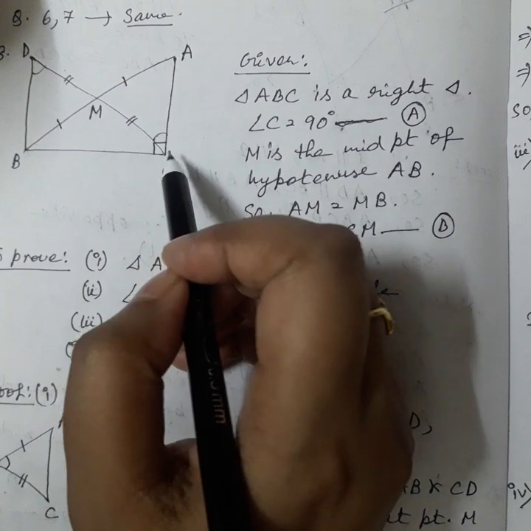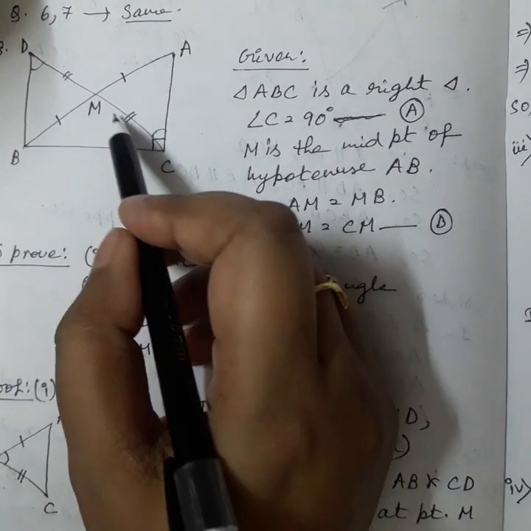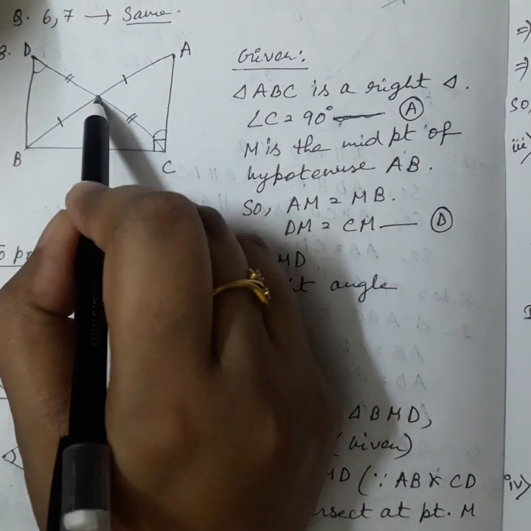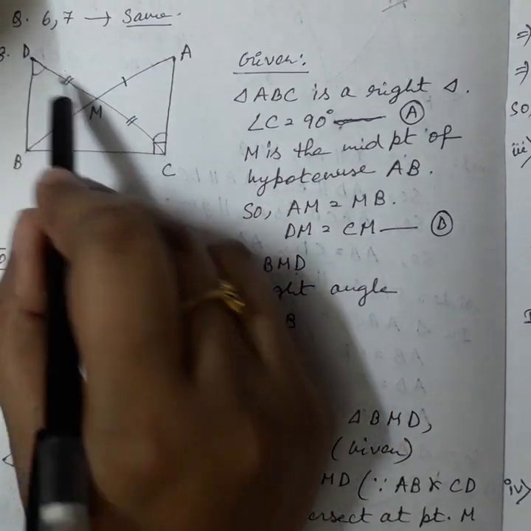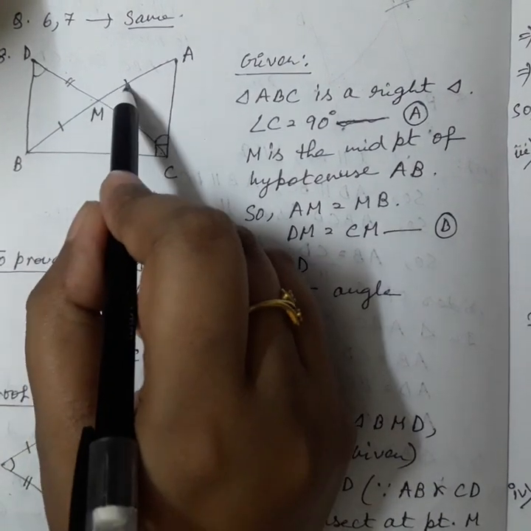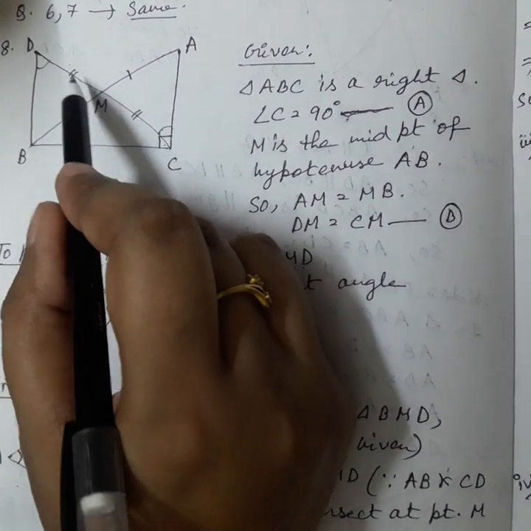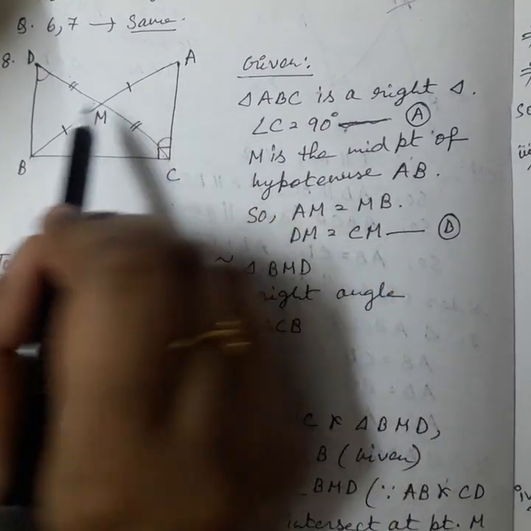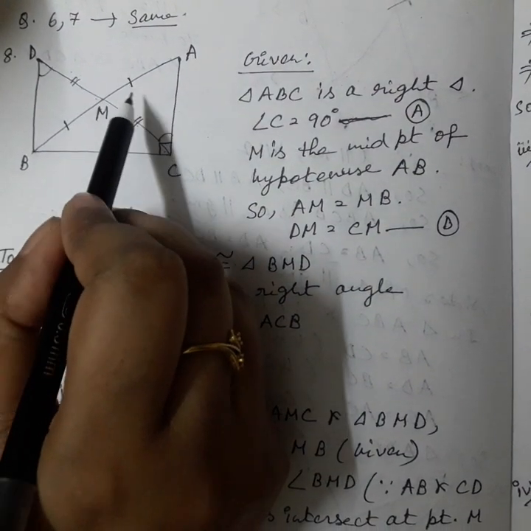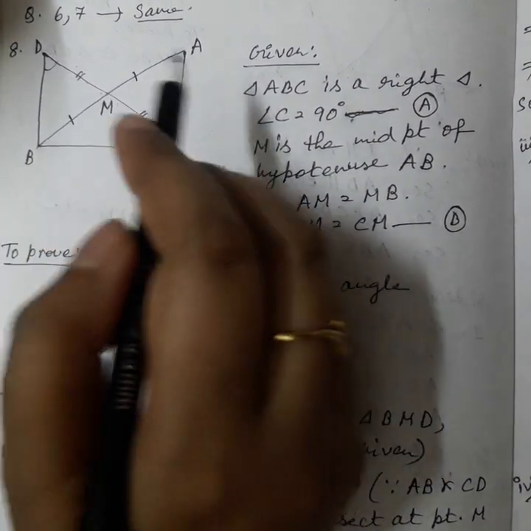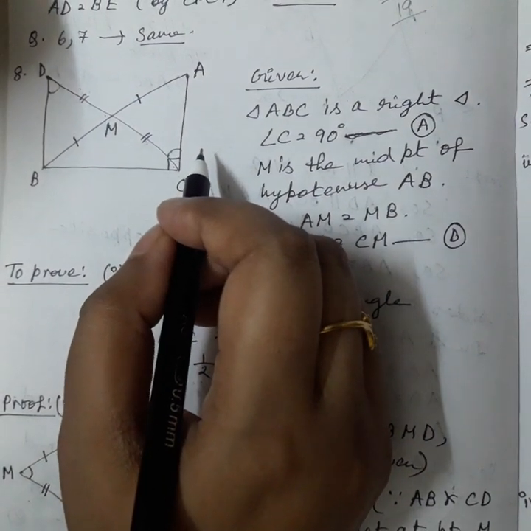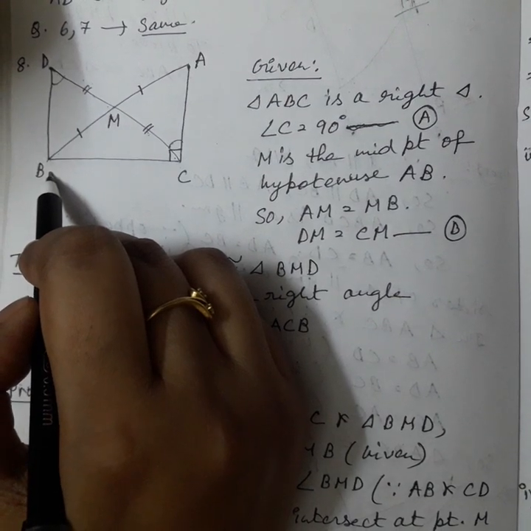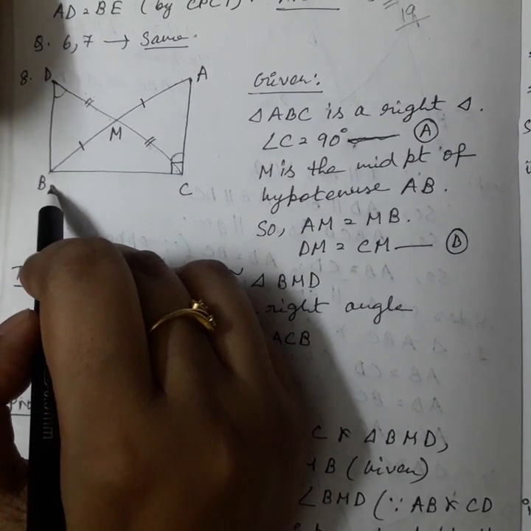Now it is given C is joined to M and produced to D such that DM equals MC, or CM. So this part and this part are equal. These two parts are equal and these two parts are equal, but these two parts are not equal to those two parts. Suppose this is 2 centimeter, this is 2 centimeter, this will be 4 centimeter and 4 centimeter. That's why I have given two dashes. Now point D is joined to the point B. Then you have to show four answers that I have written.